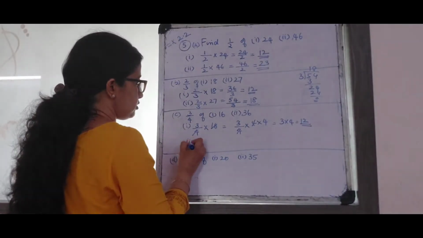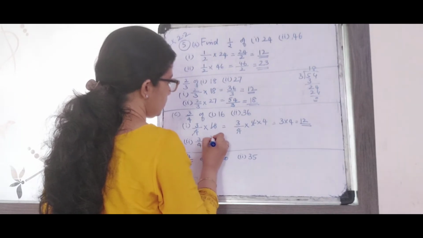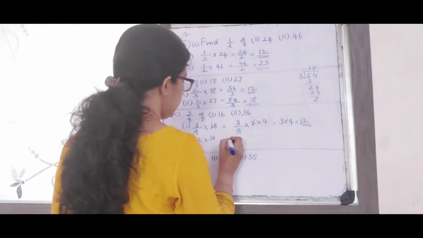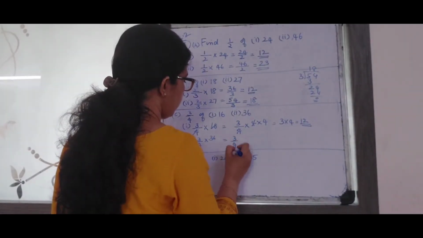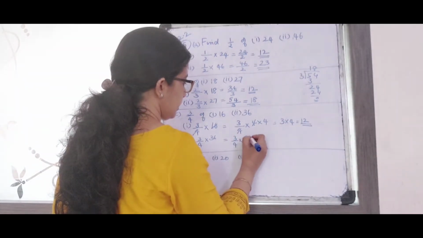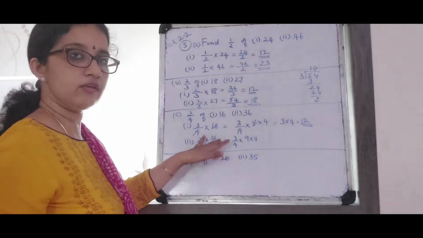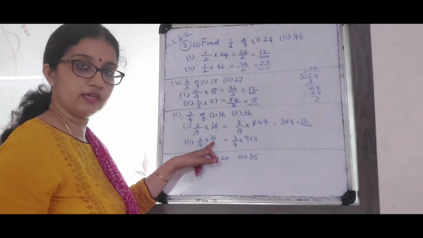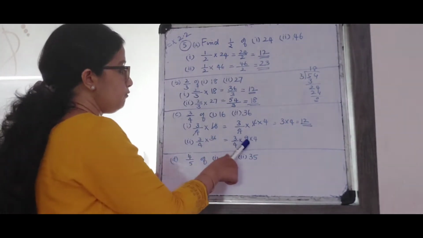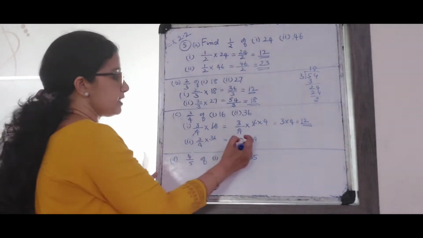Now second subdivision is 3 by 4 into 36. So how can we write this? 3 by 4 into this 36 can be written as 9 into 4. I am just showing you how to cancel these two. You can directly cancel 4 and 36 here, but I am showing you how we cancel it. So 9 4s are 36, right? So instead of 36, you can write it as 9 into 4.